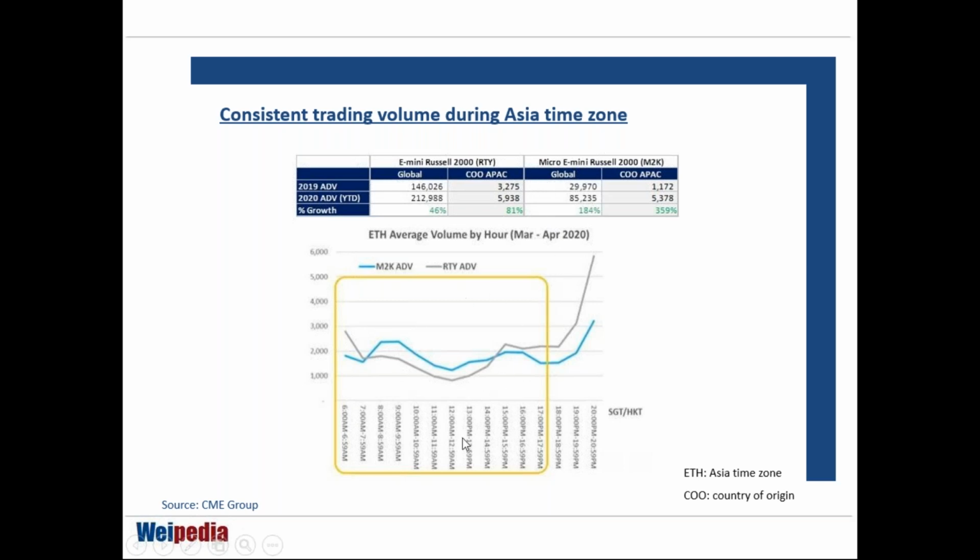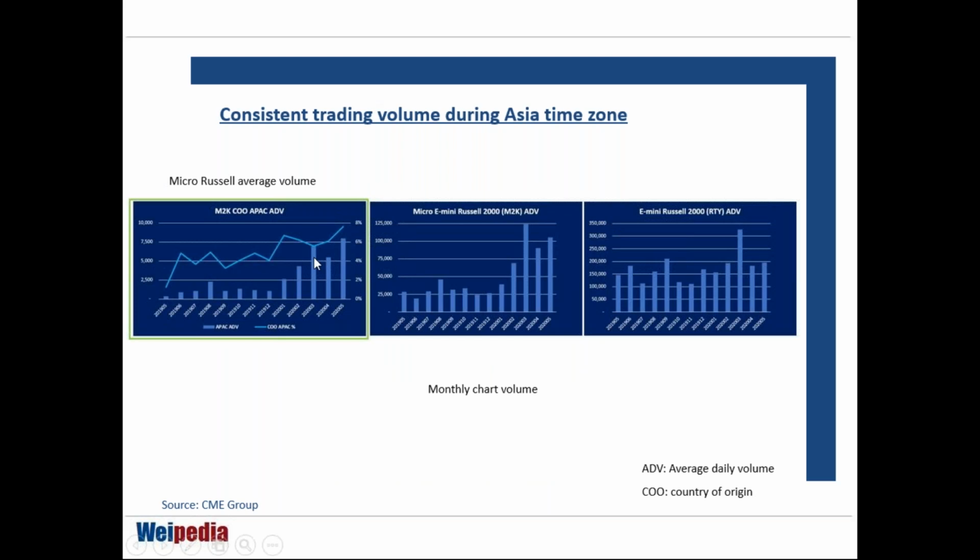This is just a demonstration of one-day volume. During the Asia time zone, it was packed with liquidity, and the night market just flew. The light blue line represents the Micro E-mini Russell, and the gray line represents the E-mini Russell. This is a monthly chart. This is the latest, May, April, March, February, and January. Starting this year, as the market gets more and more uncertain and volatile, you can see there's more and more interest in the mini Russell.